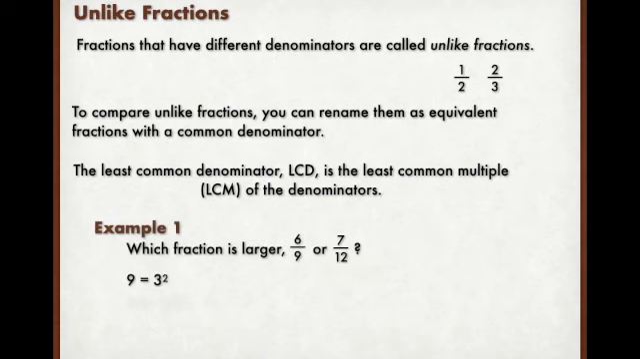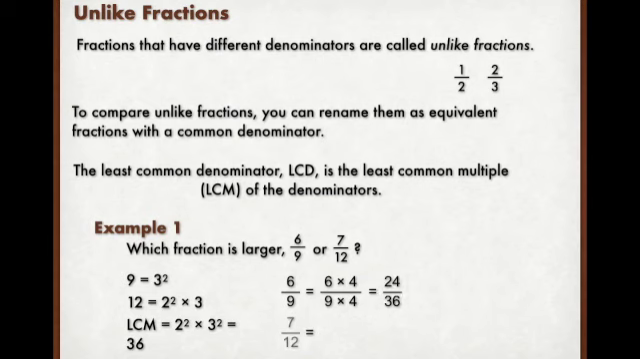So let's look at an example. Which fraction is larger, 6/9 or 7/12? Well, what I can do is go ahead and find the least common multiple. On the left side, I'm going to find the least common multiple for 9 and 12. I'm just looking at the denominator. And remember, denominator meaning down. What we have here is the least common multiple is going to be 36.